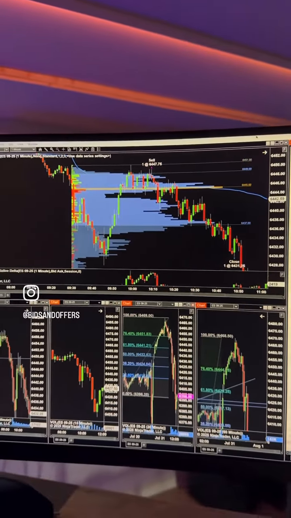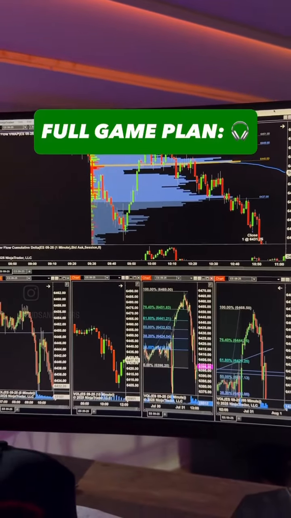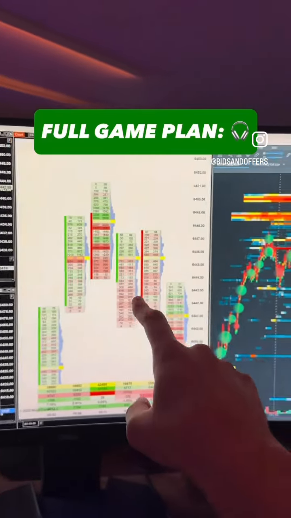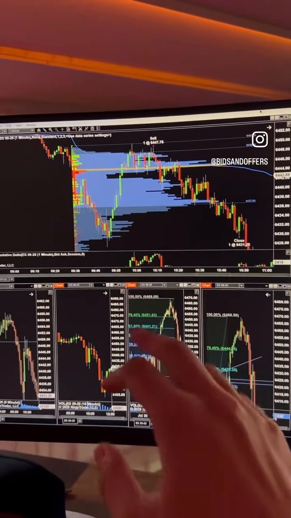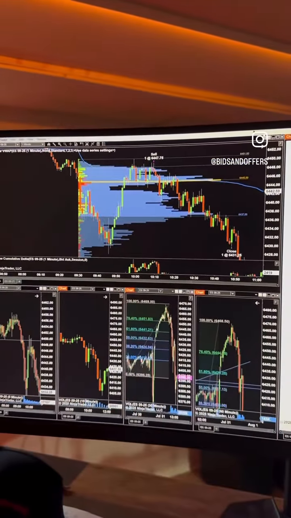Now, I'm going to give you guys my whole game plan and explanation as to why I got into this trade, what I saw on the footprint, the book map, and the candlestick charts and Fibonacci volume profile, all to come together into an A+ trade plan.